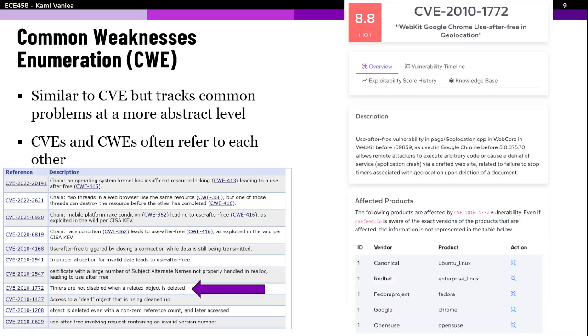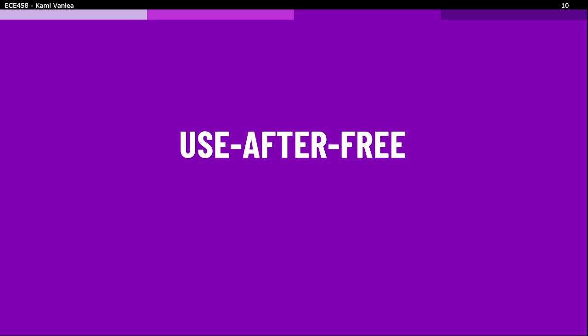So in the common, this is a CVE. You can tell it says CVE at the front. There's one down here that says timers are not disabled when related object is deleted. And this is CVE 2010-1772. And there's a whole write-up explaining how this particular piece of software is having this problem. What they're actually talking about, if you scroll down, is a common weakness called use after free. I'm going to very briefly explain use after free.